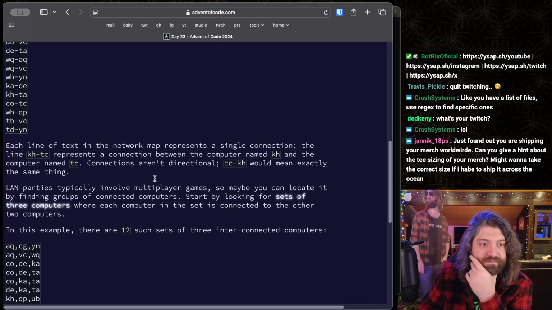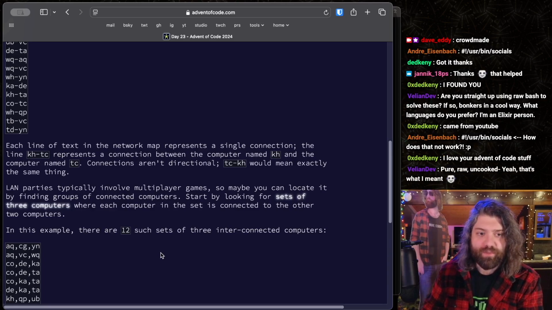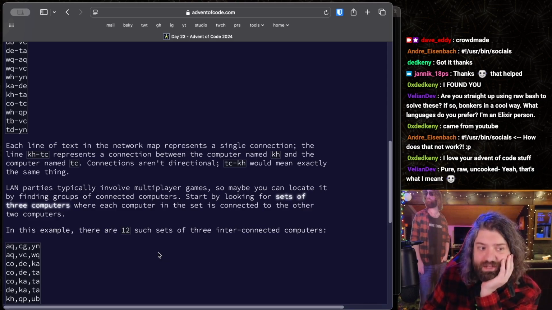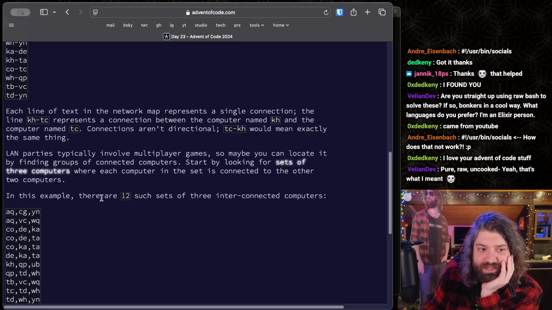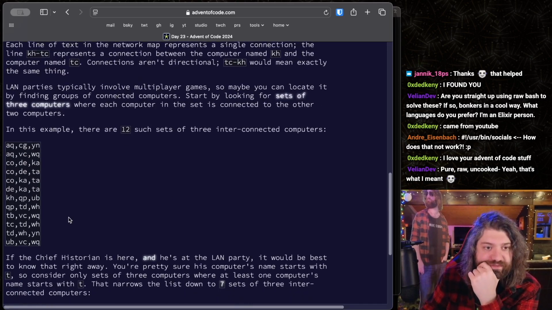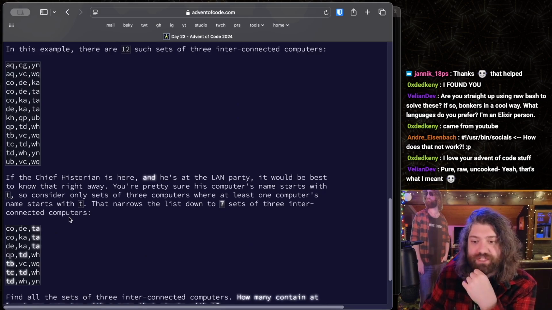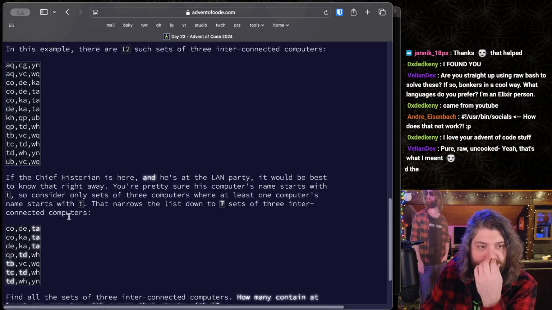LAN parties typically involve multiplayer games, so maybe you can locate it by finding groups of connected computers. Start by looking for sets of 3 computers where each computer in the set is connected to the other 2 computers. In this example, there are 12 such sets of 3 interconnected computers. So AQ is connected to CG, it's also connected to YN, and these 2 are connected to each other. Yeah, I've seen problems like these before. There's network topology stuff, graph nodes, stuff like that.